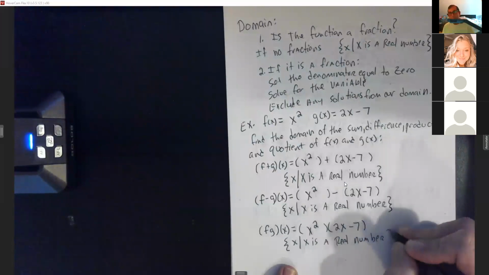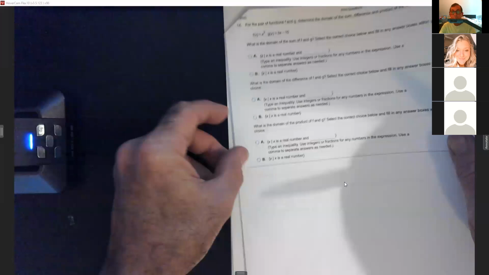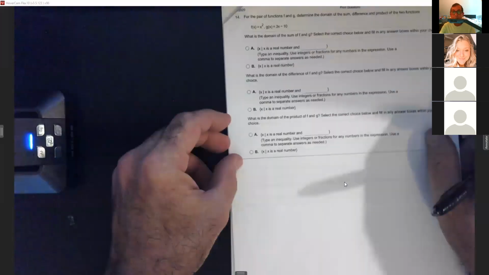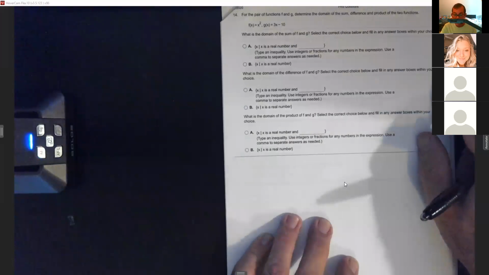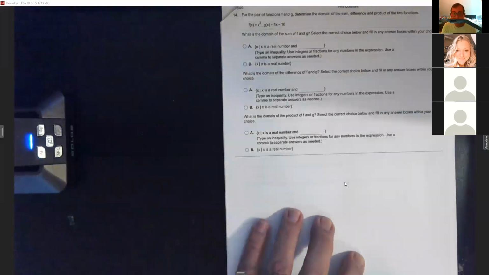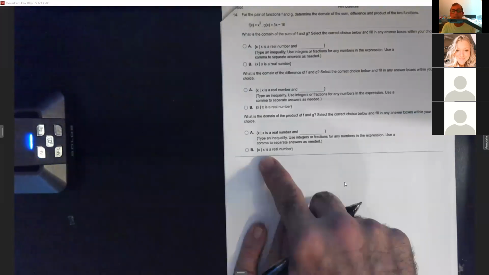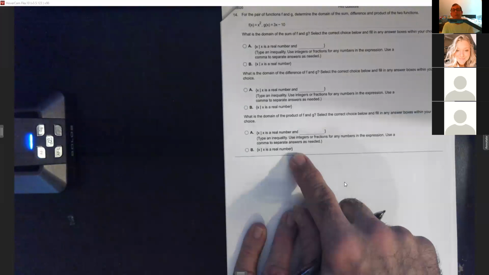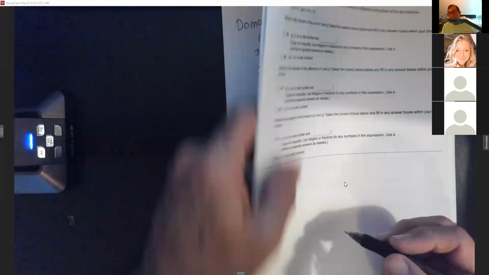So whenever we answer that homework, we just put x is a real number. That's all we have to put. Can you see what I'm putting on there right now, this page? Do y'all see the page? Yes. Look at these answers for B. X such that x is a real number. Oh, okay. So they'll usually give you that answer as one of them.